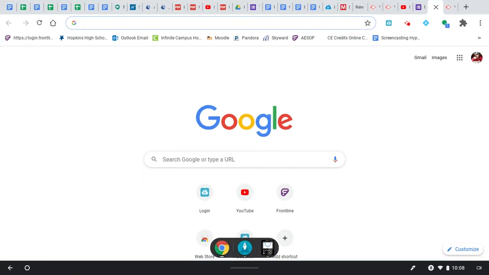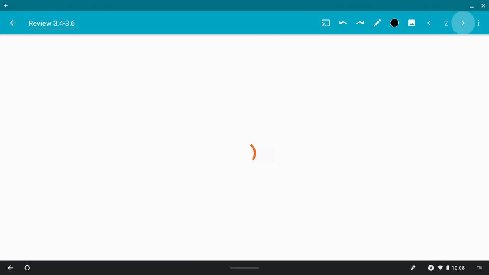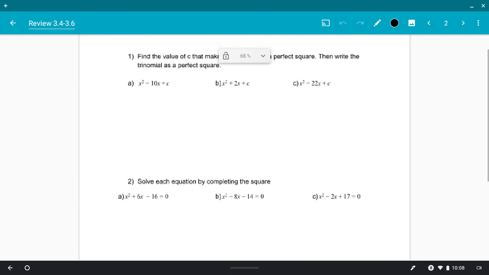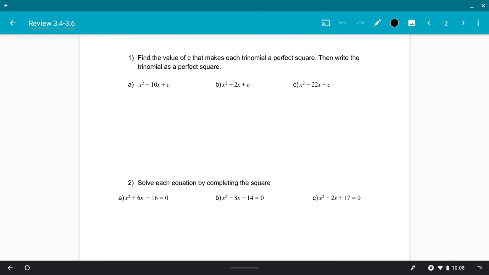All right, good. So if we look at our first couple examples here, it says find the value of c that makes each trinomial a perfect square, then write the trinomial as a perfect square. So this is kind of nice. We're just looking for these numbers right here, which isn't going to be too bad.